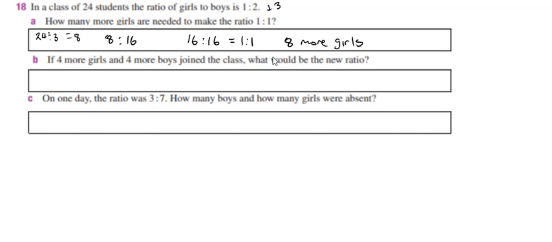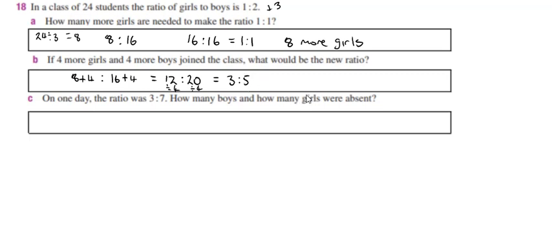Alright, part B. If 4 more girls and 5 more boys join the class, what would the new ratio be? Well, at the moment it's 8 to 16. So if we add 4 to each of those, we'll get 8 plus 4 to 16 plus 4, which would be 12 to 20. And if we simplified that, divide them both by 4, we would get 3 to 5.